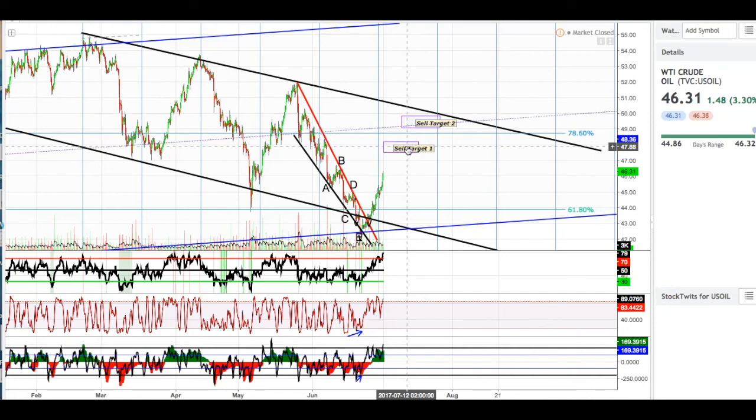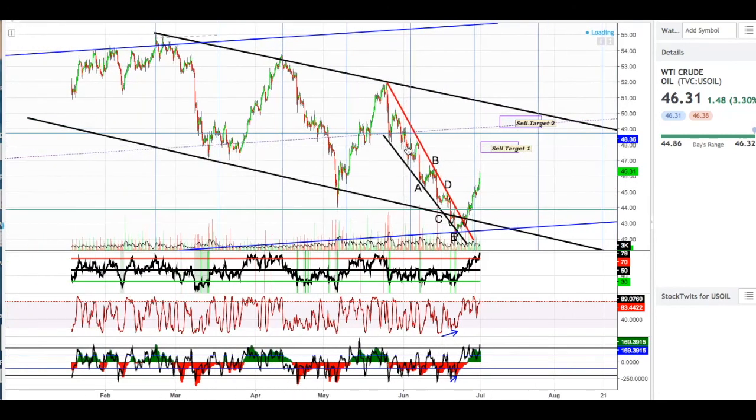So I usually do this. I try and capture the meat of the move, 50%, 75%, 80% of the move. And so I'll probably sell out 75% of my shares here at target 1. But that is my analysis for US oil this week.